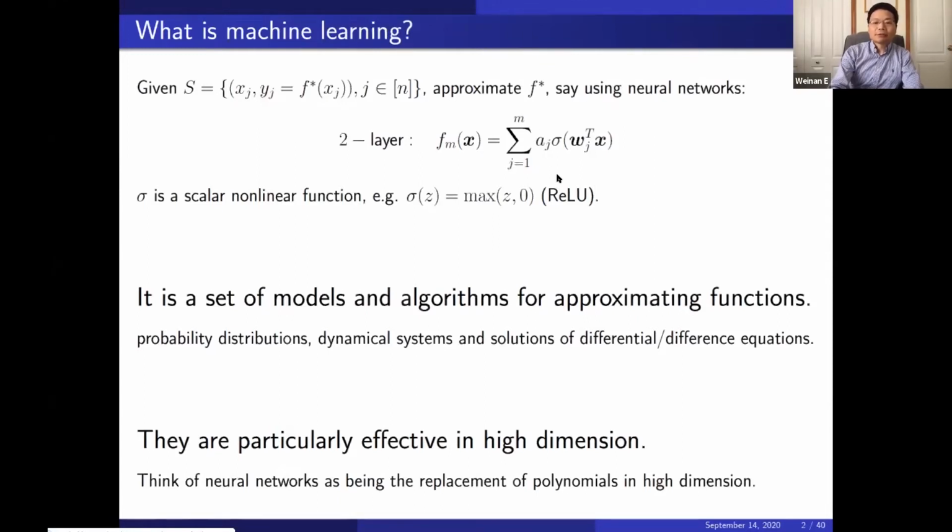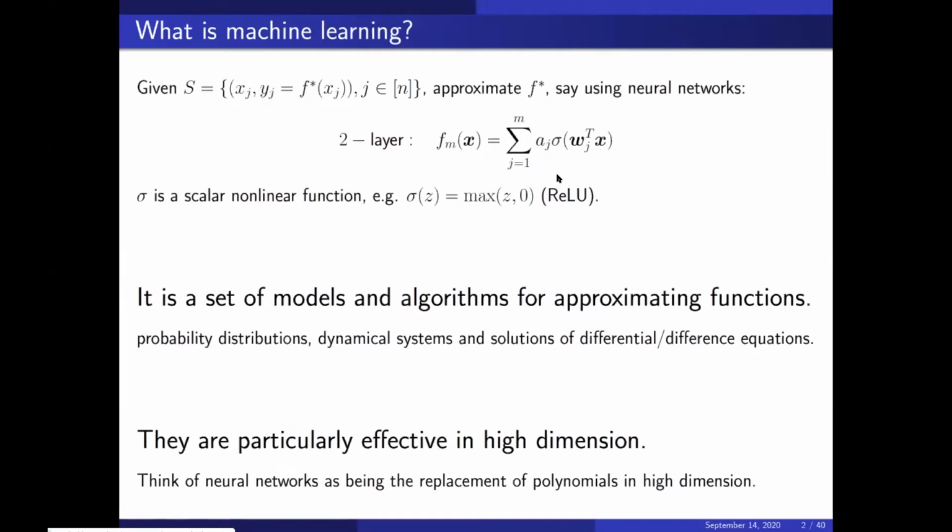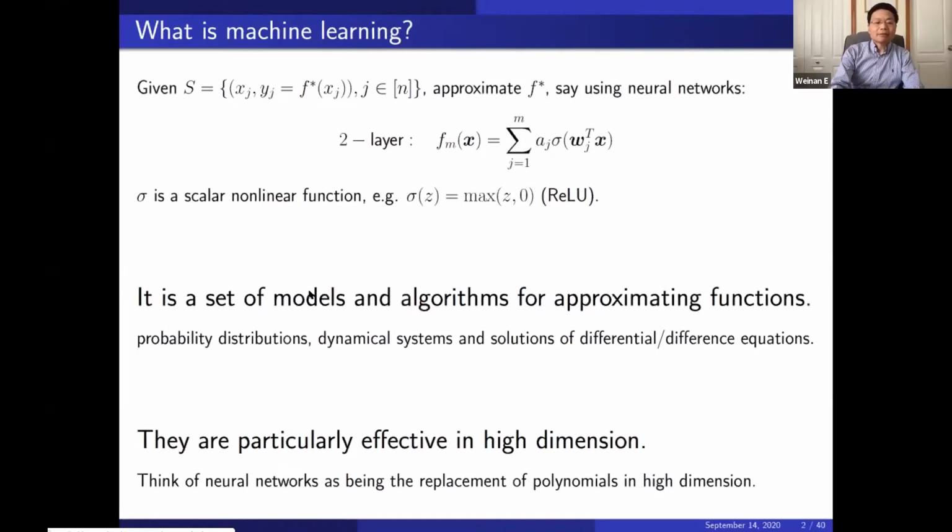Okay, so this is the basic task in machine learning. There are many different kinds of tasks, but I can say in summary that machine learning is just a set of models and algorithms for approximating functions. But because we can approximate functions, we can also try to approximate probability distributions, dynamical systems, and solutions of differential or difference equations.